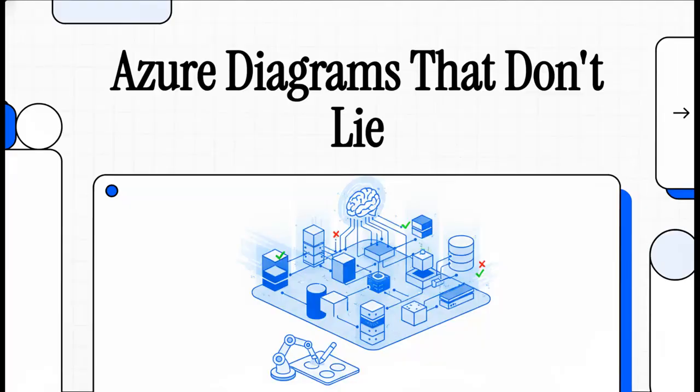Today, we are diving into one of the most annoying, tedious problems in all of cloud engineering. How do you stop your architecture diagrams from becoming useless, outdated pictures? We're going to explore a new way to do it, using AI to create automated diagrams that, finally, don't lie.